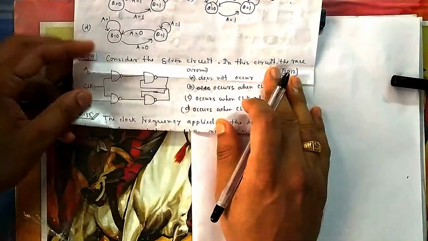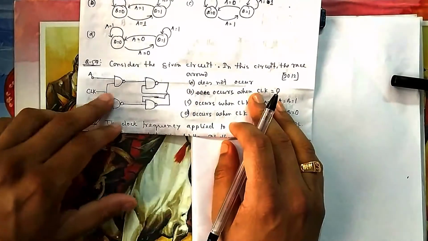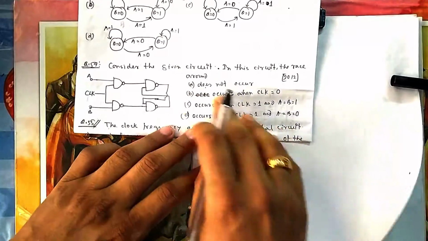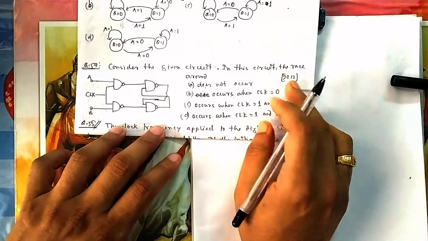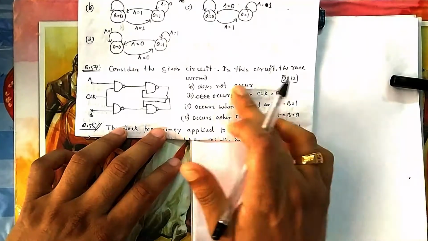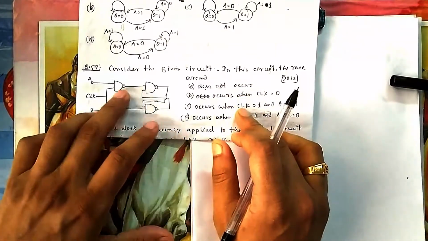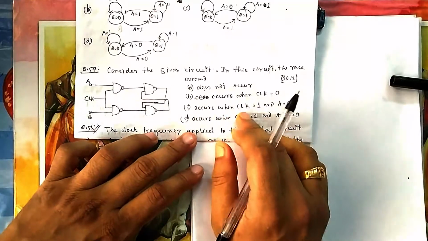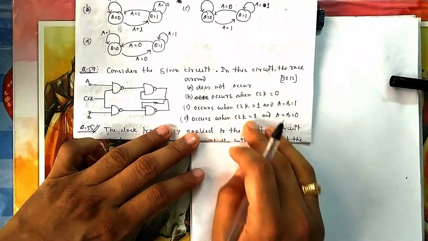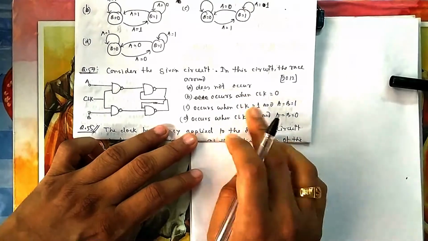Consider the given circuit. In this circuit, the race around will occur. Race around means it will not be in a stable state, it will be continuously changing. So when will this race around condition occur? It occurs when the clock is 1, not when the clock is 0. So let's try with the options. If this doesn't occur, then obviously A will be the answer. If one of these happens, then that will be the answer.